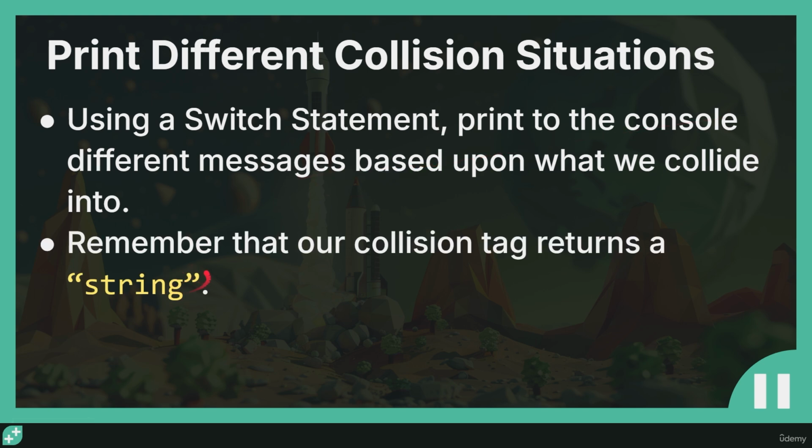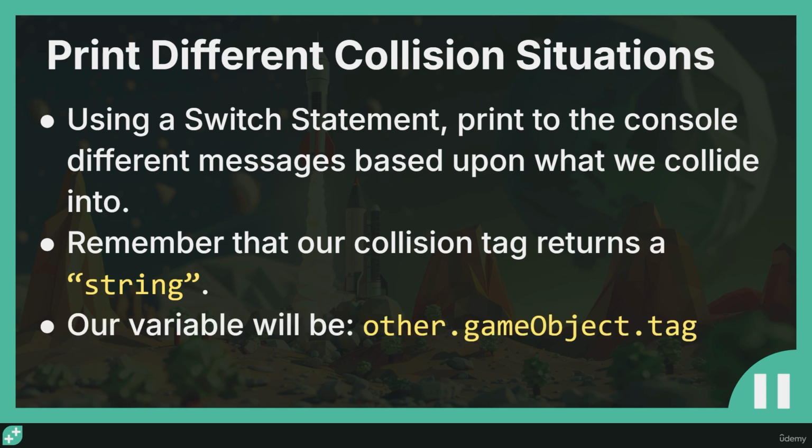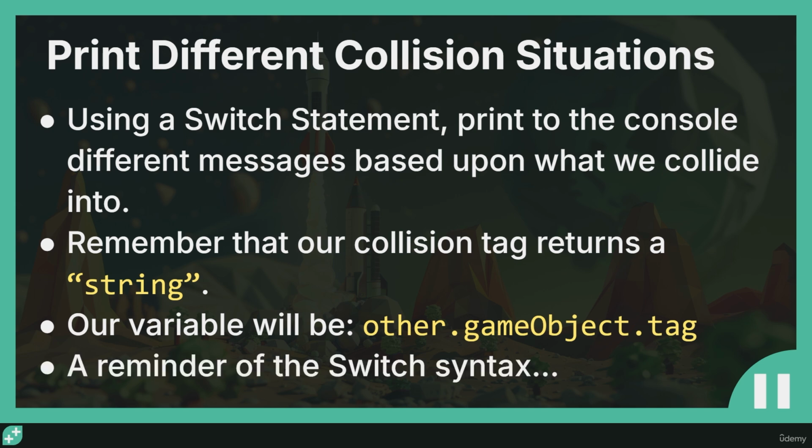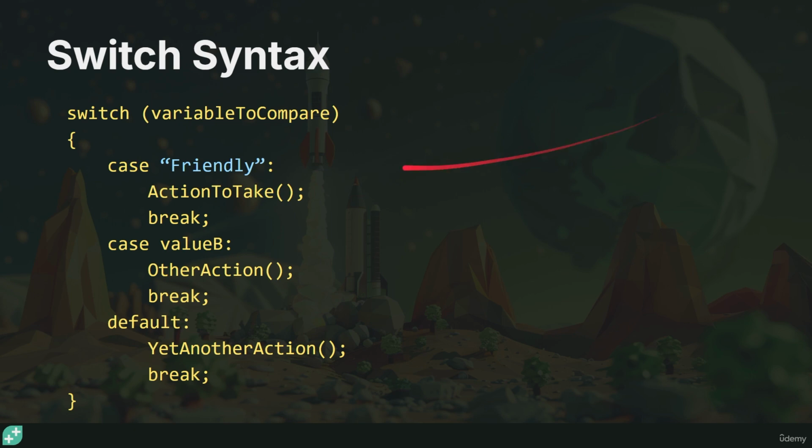String requires the quotation marks. And as I mentioned already, our variable will be other.gameObject.tag, which I've dropped into our script already as a little bit of a hint. And a reminder of the switch syntax, so you've got it top of mind. Here it is just here. I've gone and given you one more clue. I've written how you would write the friendly case, for example, in here. And then the other things like replacing action to take and what our other cases are, etc., is all up to you. So there's the syntax, there's the challenge. Pause the video. I'll see you back here when you're done.